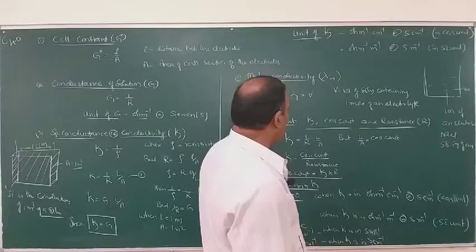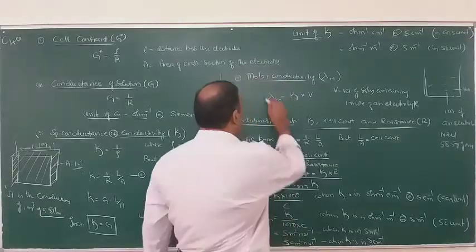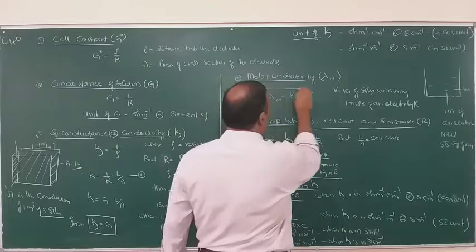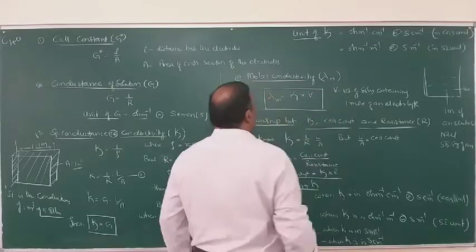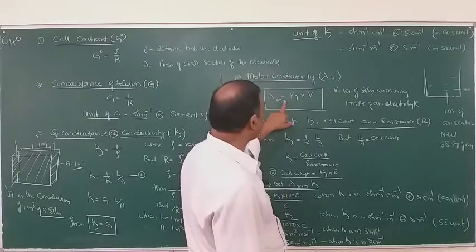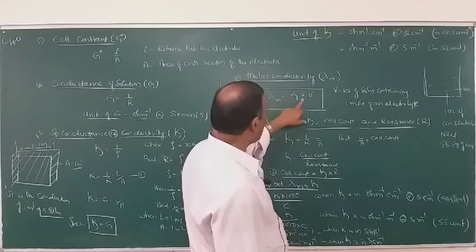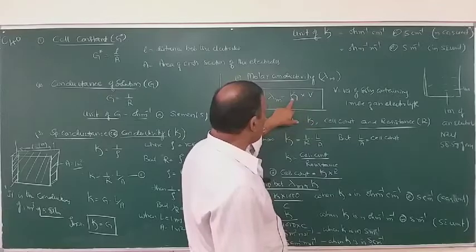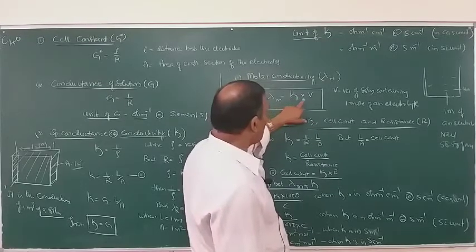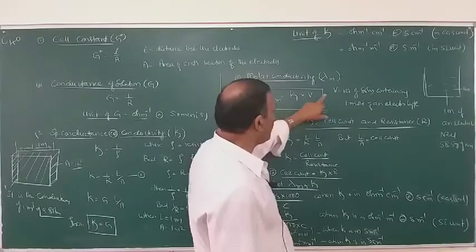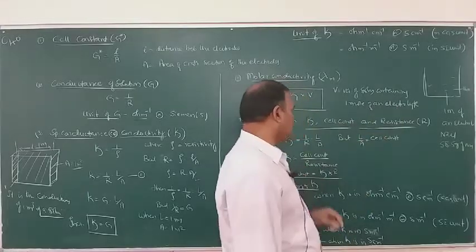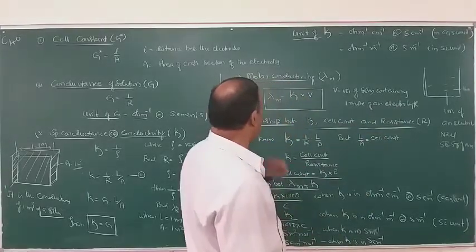Molar conductivity is represented as lambda m. Lambda m is molar conductivity. So, molar conductivity lambda m is equal to kappa into V, where kappa is the specific conductance or conductivity, and V is the volume of solution containing 1 mole of an electrolyte. So, this is the definition.